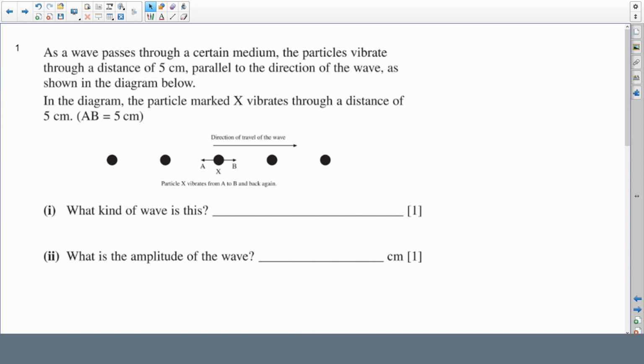What we're looking at today is the solutions to the homework assignment that was set in the previous video on the live stream for Year 12 Waves.